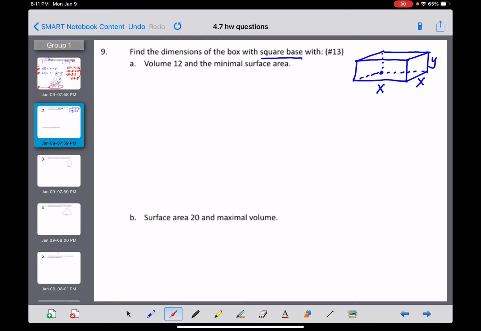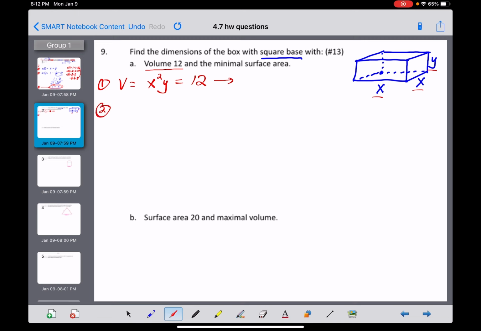So what's going on in part A? The parameter here, the thing we're dealing with, is that our volume has to be 12. The volume of any box such as this, everybody, would be length times width times height, or area of the base times the height. So this would be x times x, multiplied by y. So x squared y is going to give us the volume of the box, and that has to equal 12. Now in a minute I'll come back and probably solve that for one of my two variables, but for now, let's move on to step 2.